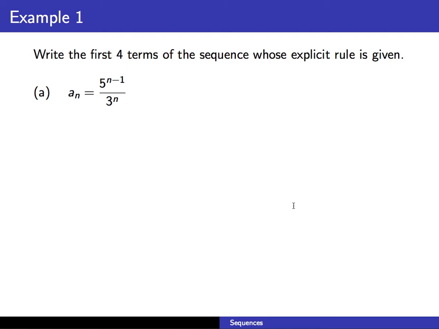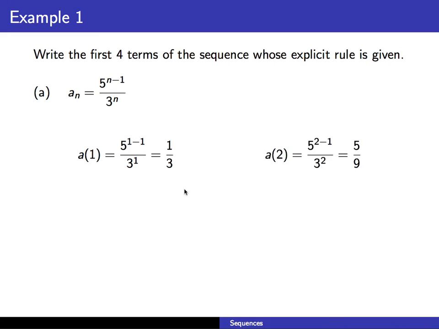So we have a sub n equals (5n minus 1) over 3 to the n. So our first term, a of 1, we're just going to plug a 1 in for n. So it'd be like if f of x equals (5x minus 1) over 3 to the x, what's f of 1 equal? You just plug a 1 in for x. Here we're plugging a 1 in for n, and we get 1/3. Our second term, when n equals 2, plug in a 2 for n, we get 5/9.